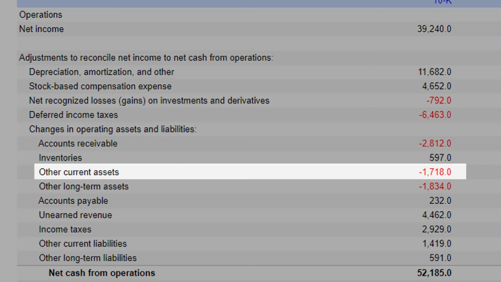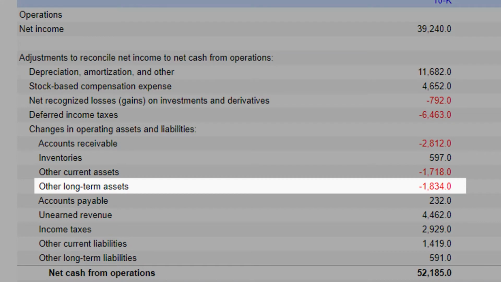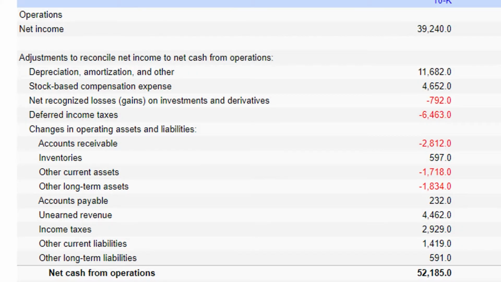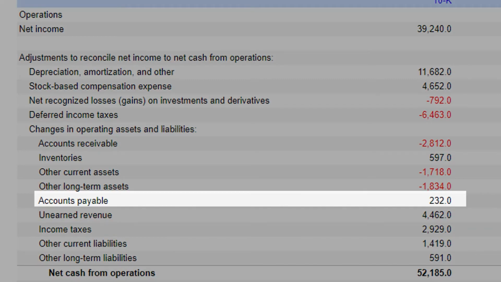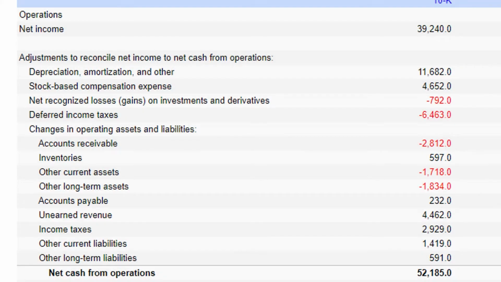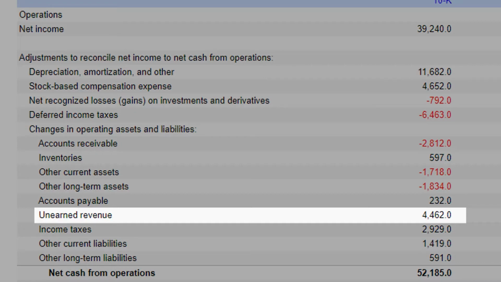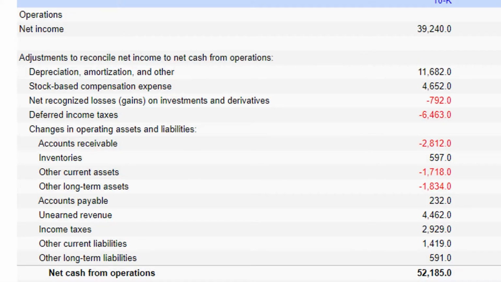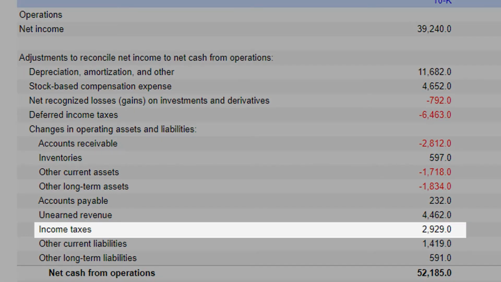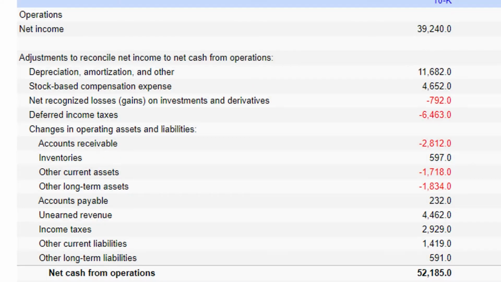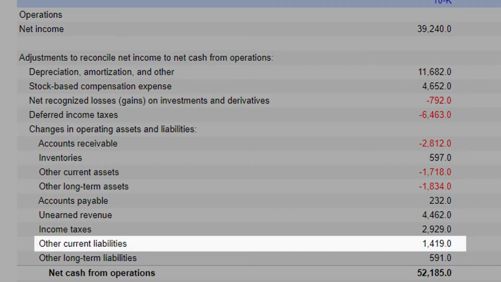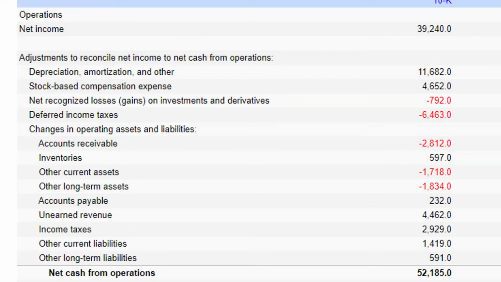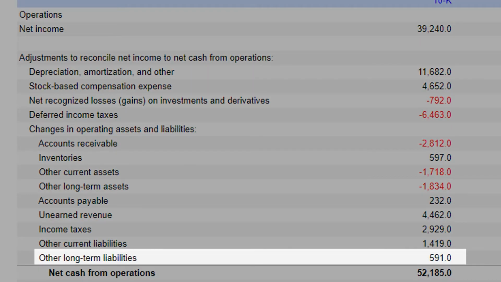Other current assets increased because it's a cash outflow. Other long-term assets increased, so it's a cash outflow. An increase in accounts payable resulted in a cash inflow. An increase in unearned revenue resulted in a cash inflow. An increase in income tax resulted in a cash inflow. An increase in other current liabilities resulted in a cash inflow. And lastly, an increase in other long-term liabilities resulted in a cash inflow.